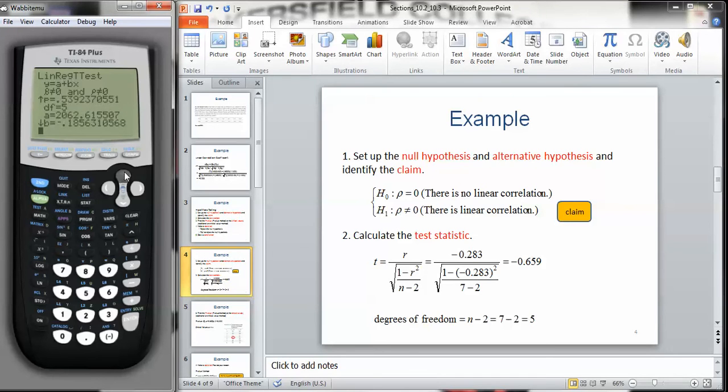So from the same output of using the LinRegTTest, you see that test statistic t is up here. So you could just use that, or you can just plug in the calculation, which is not very difficult. So now our test statistic has a t-distribution with degrees of freedom equals n-2, not n-1. I know we've seen n-1 a lot, but that doesn't happen all the time. So in this case, it's 5. Alright.